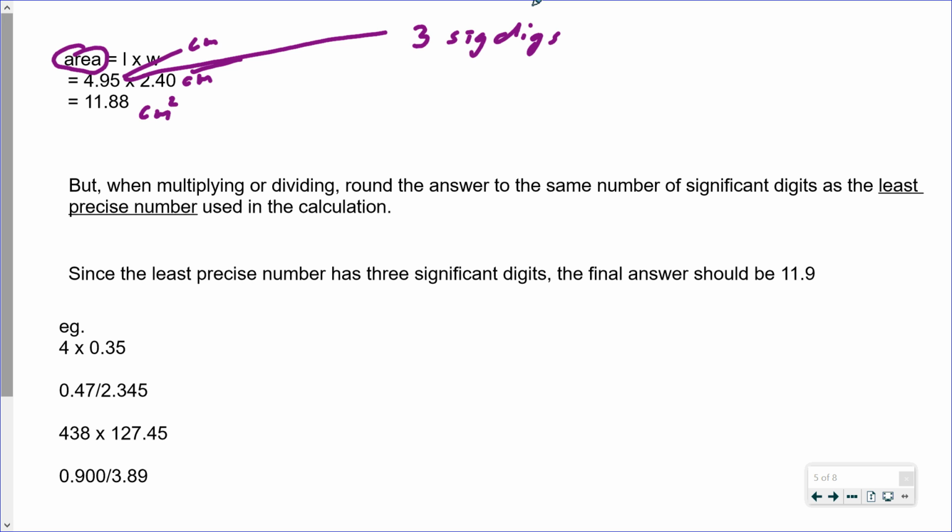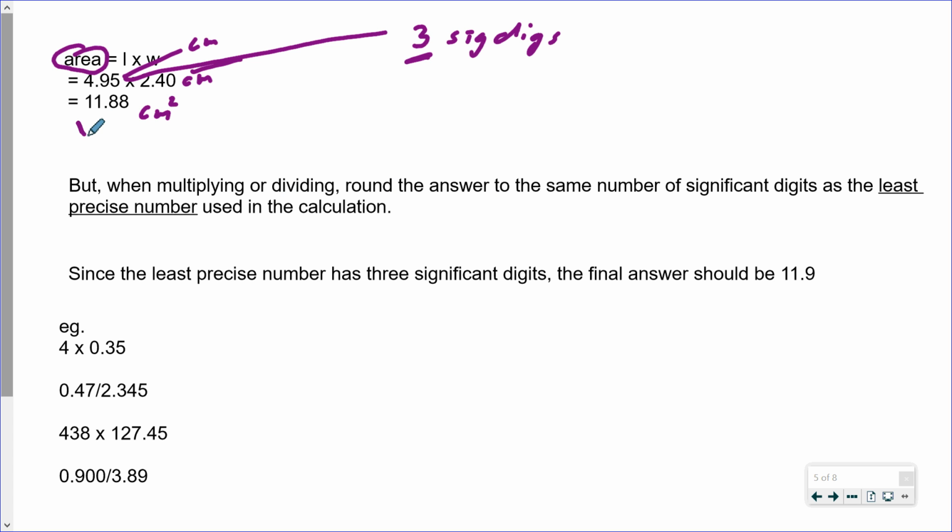So the rule for multiplying and dividing is that after your calculation, you need to round to the same number of digits as the number of significant digits in your least precise number used in the calculation. So what does that mean? Well, we have this number, 11.88. Both of our original numbers have the same degree of accuracy. That certainly will not always be the case. Sometimes one will have 2 significant digits, the other one might have 5. In this case, they both have 3. So what that does mean is that your final answer has to have 3 significant digits as well.